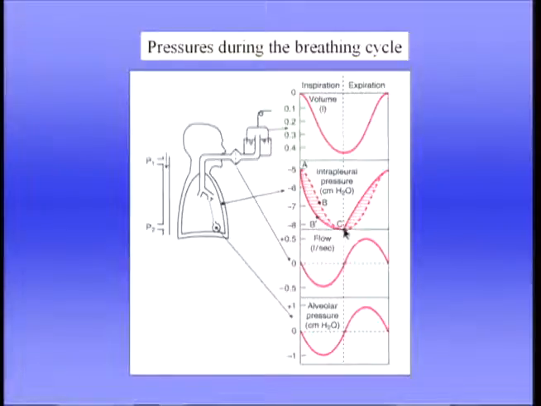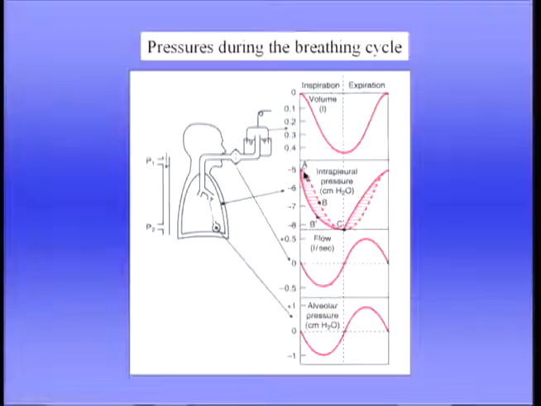And then with expiration, the intrapleural pressure becomes less negative because the recoil forces of the lung are less at a lower volume, so it returns, as shown here. And if the compliance of the lung is constant during this relatively small excursion of volume, which it very nearly is, then this curve, ABC, the broken line here, will be a mirror image of the volume curve. They'll be the same, and that's what's shown here.